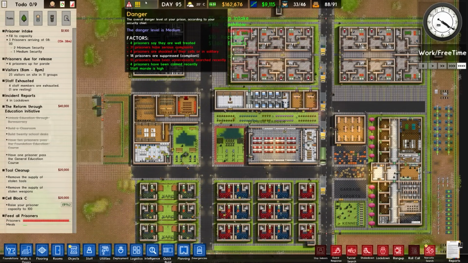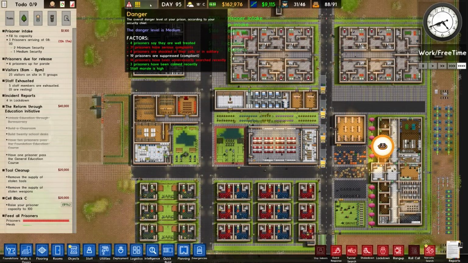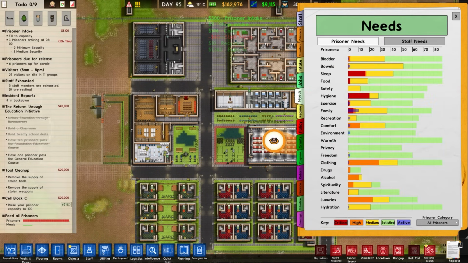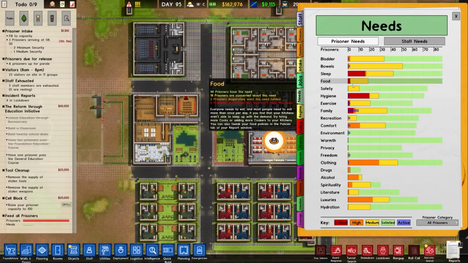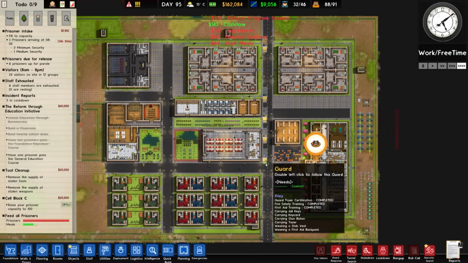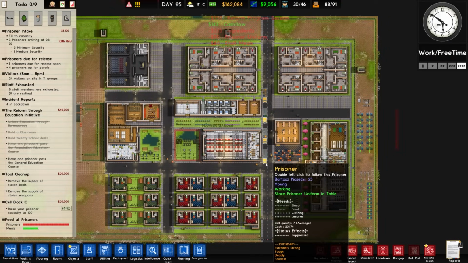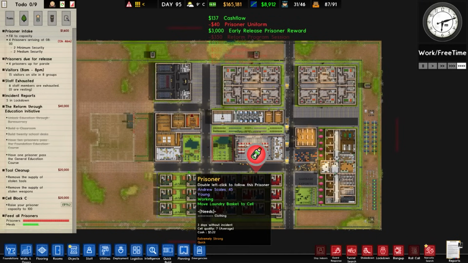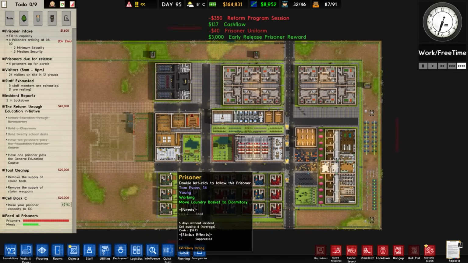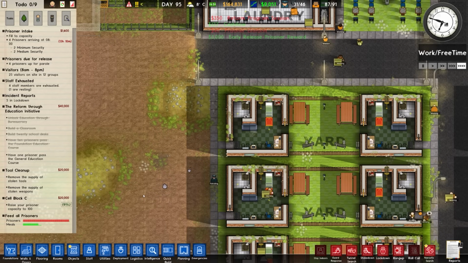So danger level is medium. 4 prisoners say they're well treated. 30 prisoners have serious complaints and increasing. It's going to be exercise. Oh no, hygiene need. It is the hygiene need. We don't have a swimming pool, and that's one of the things we do want to add in the game. There's a couple of problems with that. Firstly, there's no such thing as a swimming pool. And secondly, it's all pointless.